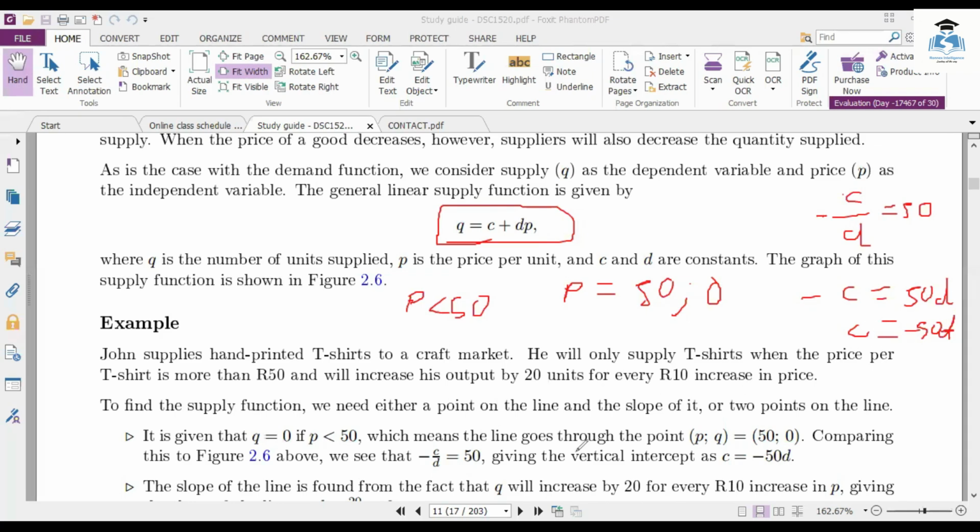So if we are to plug it in here, if we say C equals minus 50D, we are saying Q equals minus 50D. And also the price is equal to what? To 50 plus 50D. All right. So this will cancel each other out, and we'll get Q equals what? To 0.